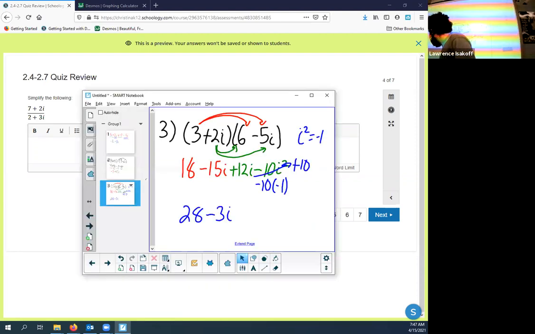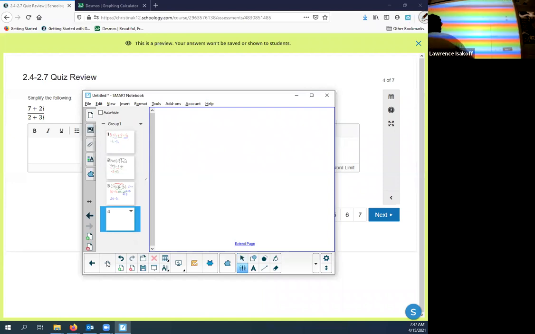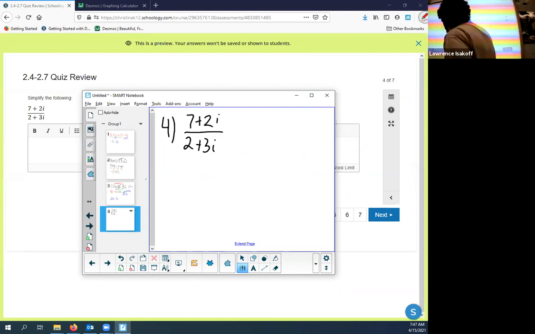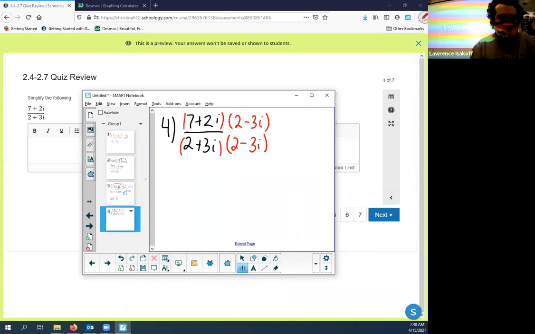So for this one, we get 7 plus 2i over 2 plus 3i. I want to multiply both numerator and denominator by 2 minus 3i. And multiply the numerator by the same thing. So now it's just a matter of doing the FOIL on all of this.